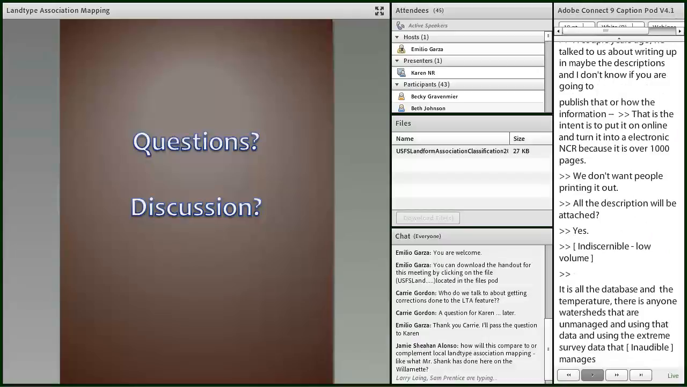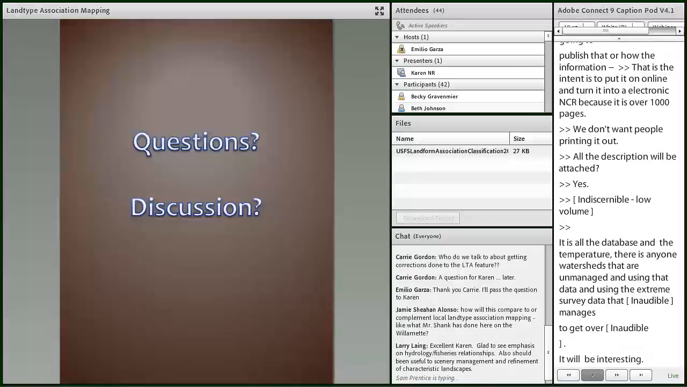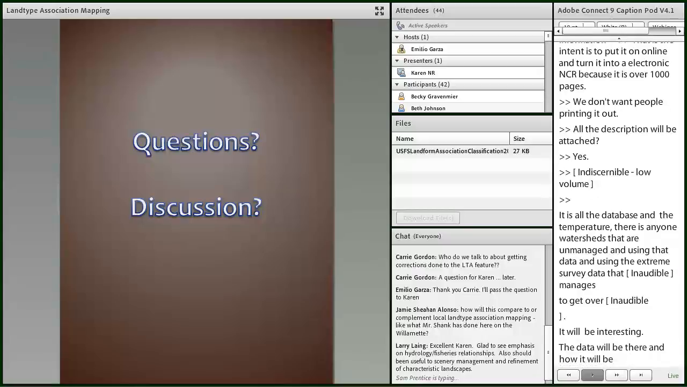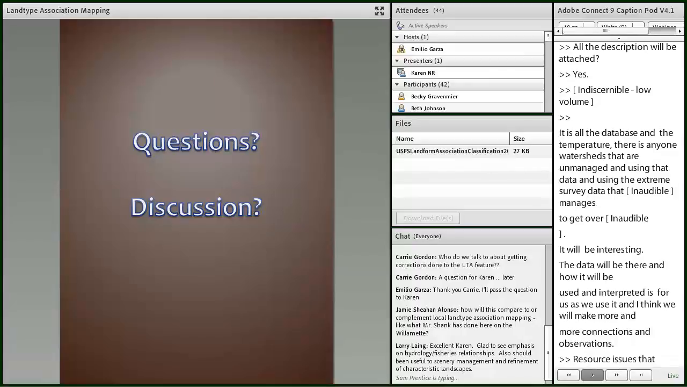It'll be interesting. I mean, the data will be there. How it's going to be used, how it's going to be interpreted is really, for us, as we use it, I think we'll make more and more connections and observations. That was a thought I had on writing the guidebook: the landform associations and the Landtype, the resource issues that come up for each of those, and then the management applications, and other versions of Landtype mapping where we've seen interpretation. Do you foresee that coming down?